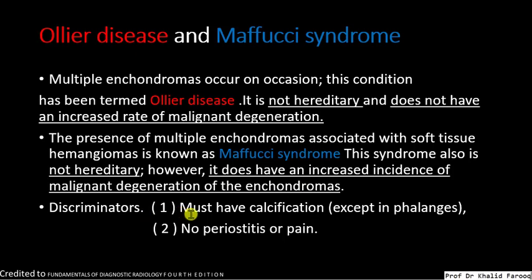In summary, we see that usually the matrix of the enchondromas contains chondroid calcification except in the phalanges, and usually there is no periostitis or periosteal reaction or pain.